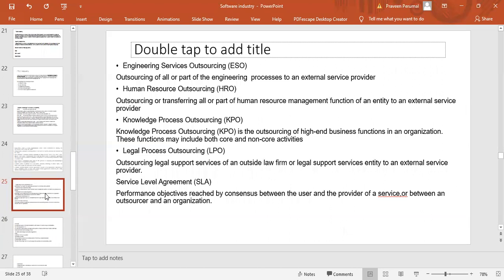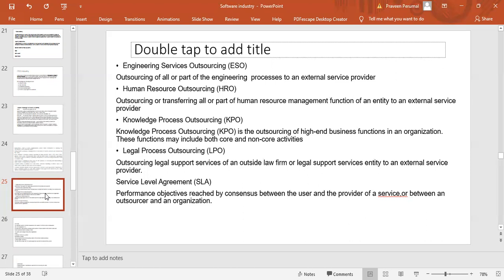Now we'll see different types of outsourcing. ESO, engineering services outsourcing: outsourcing of all or part of the engineering process to an external service provider. External service provider is an entity having any legal form providing outsourced services to your client. HRO is outsourcing or transferring all or part of human resource management function of an entity. KPO, knowledge process outsourcing, is outsourcing of high-end business function in an organization. It includes both core and non-core activities. LPO is outsourcing legal support services of an outside law firm.